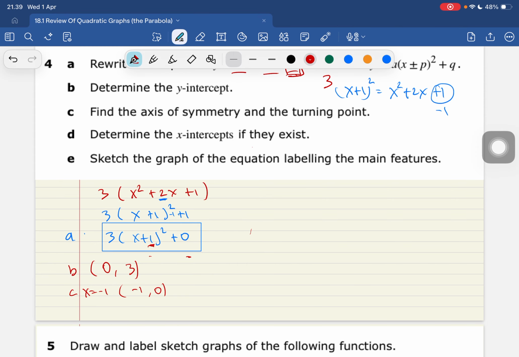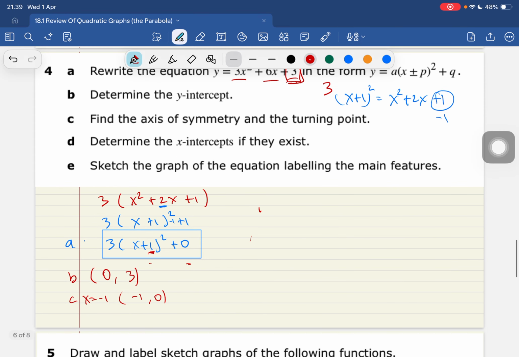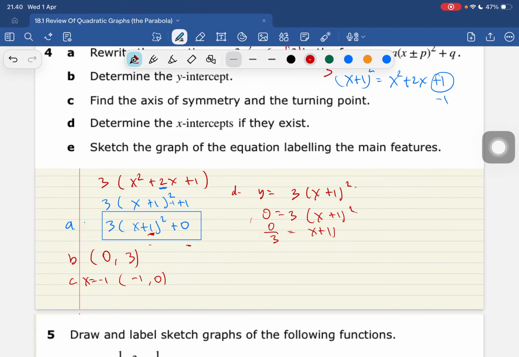Determine the x-intercept if it exists. So this is y equal to 3(x plus 1) squared. For the x-intercept, y is equal to 0, so 0 equal to 3(x plus 1) squared. This is for D. 0 divided by 3 is 0, and then it's (x plus 1) squared. So x plus 1 equal to 0, so we got x equal to minus 1. So we got x equal to minus 1 and y equal to 0.